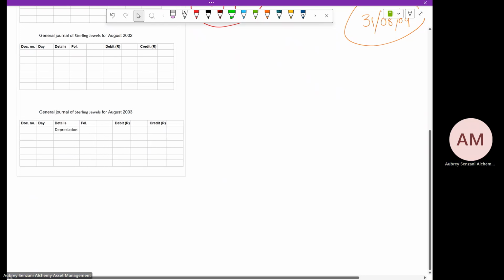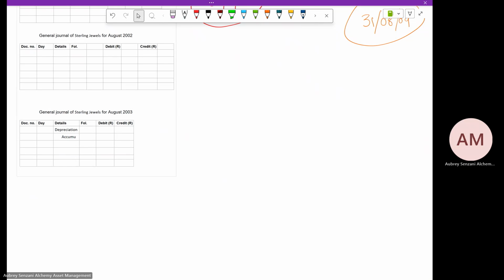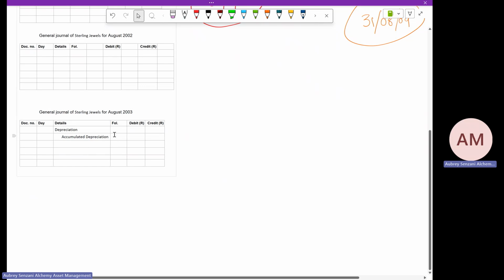So you would come here and say depreciation. Let's get rid of these unnecessary columns. That is an expense, and the other account that's affected is accumulated depreciation.